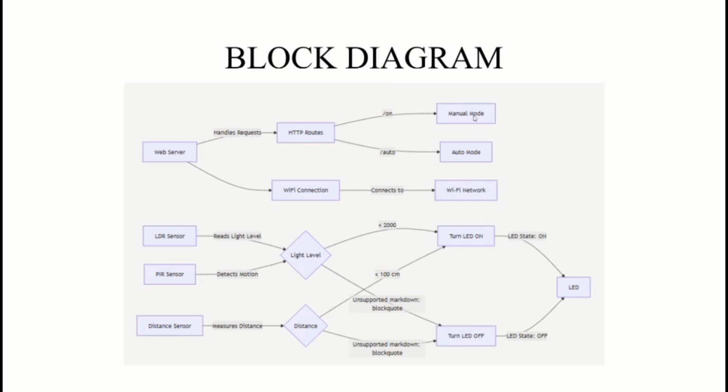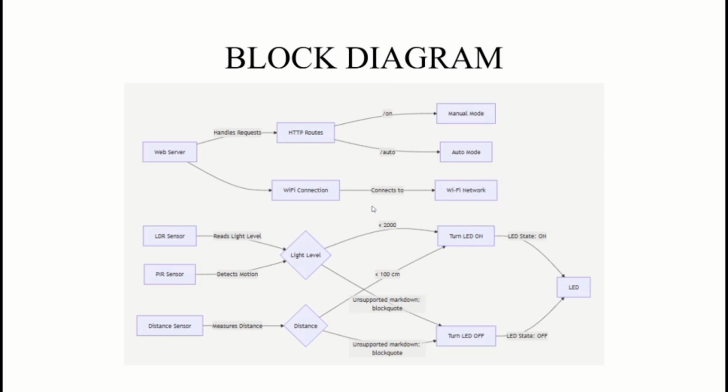In manual mode, we can control the LED by pressing buttons on a web page. For example, we can turn the light on or off from our phone or a computer. In auto mode, the system uses sensors to decide when to turn the light on or off. The web server connects to the internet using Wi-Fi connections. This lets us control the system from anywhere within the network.